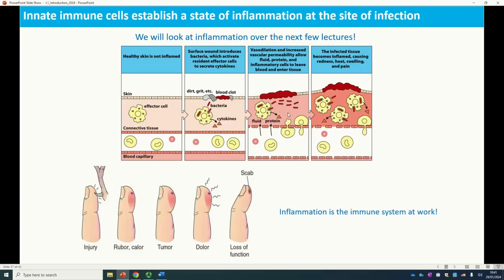We get vasodilation, we get permeability, and we get this inflammation and swelling. What we end up with is all the hallmarks of inflammation: redness, heat, swelling, pain, and also loss of function. So basically, inflammation is your immune system at work, and we will discuss that in the next few lectures as well.